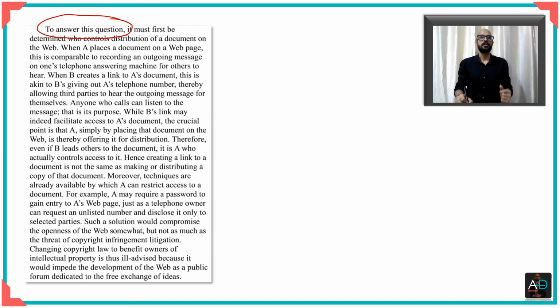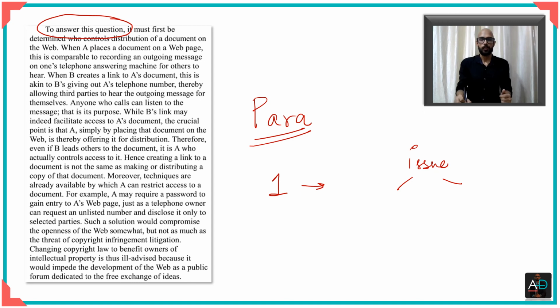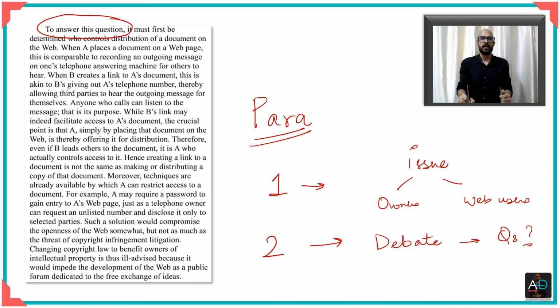Now let's just recollect what we have learned. We saw that in paragraph number 1, there was an issue, and that in the issue there were two sides. One was of the owners and the second was those of the web users. Alright, we saw para number 2, it was speaking about a debate, and definitely in the debate there would have been some questions, and then para number 3 goes ahead to answer those questions.